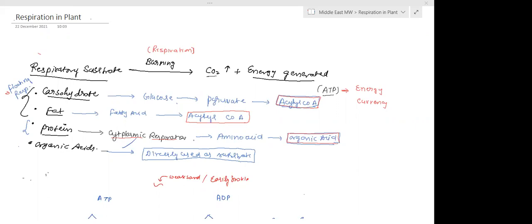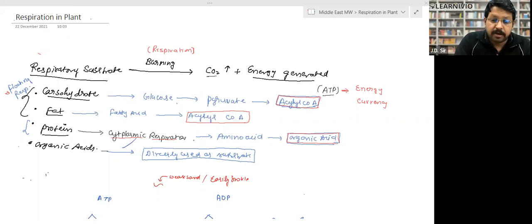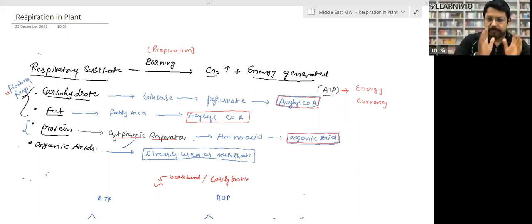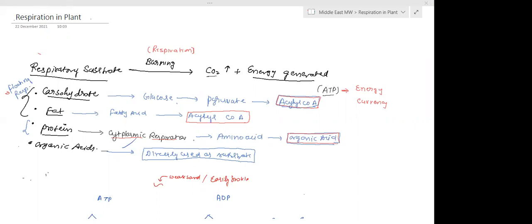Now tell me about cytoplasmic respiration. Cytoplasmic respiration is that part when the body starts eating its own cells. This is called autophagy. Is that a good thing or a bad thing? It's a very bad thing. What happens? Suppose a person goes on a hunger strike. If a person is healthy like me, what will happen?